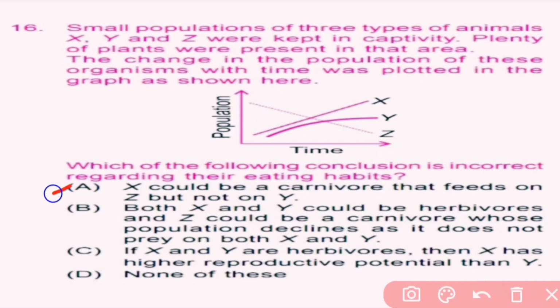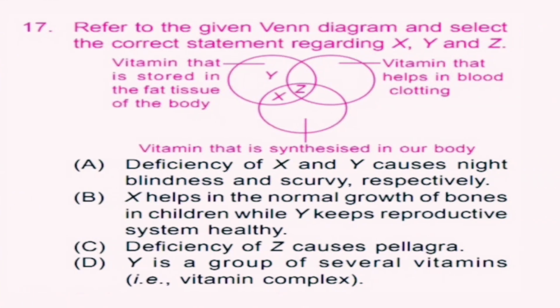Here all three options can be possible. So here none of this is correct answer. D is correct answer. Question number 17. Refer to the given Venn diagram and select the correct statement regarding X, Y and Z.